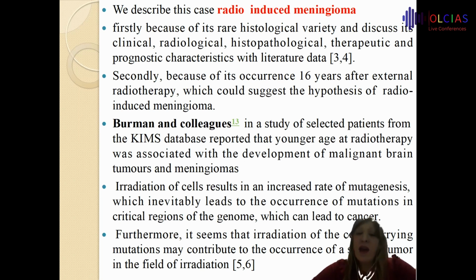We can consider that the irradiation of a cell results in an increased rate of mutagenesis. So this irradiation contributed to the occurrence of brain tumor. Why? Because irradiation is the cause of mutation of the cell, and this mutation is the cause of the emergence of the secondary brain tumor. This is the mechanism of action of radiotherapy on the cells of our brain.